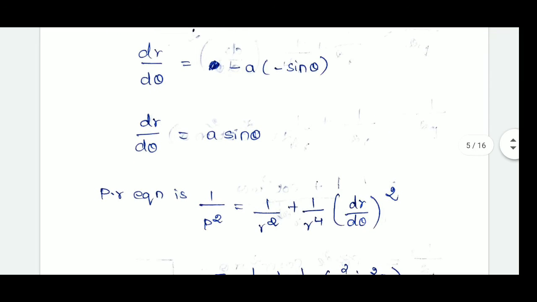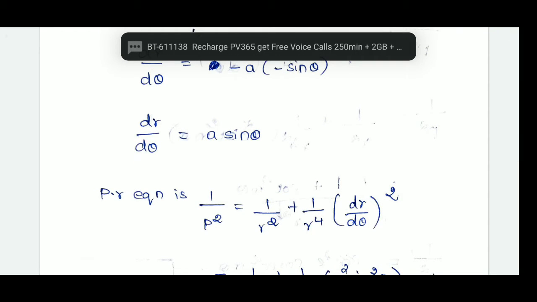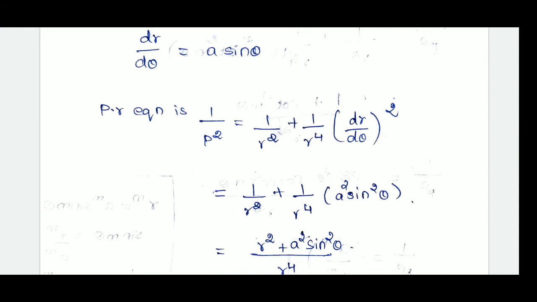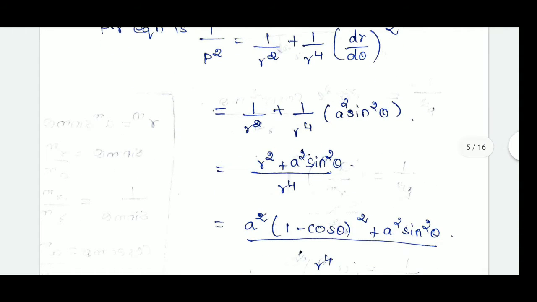The pedal equation is 1/p² = 1/r² + (1/r⁴)(dr/dθ)². So 1/p² = 1/r² + 1/r⁴, and instead of dr/dθ we substitute a sin θ, the whole squared, so we get a² sin² θ. The LCM of r² and r⁴ is r⁴, so we multiply the first term by r², so 1 into r² gives (r² + a² sin² θ)/r⁴.